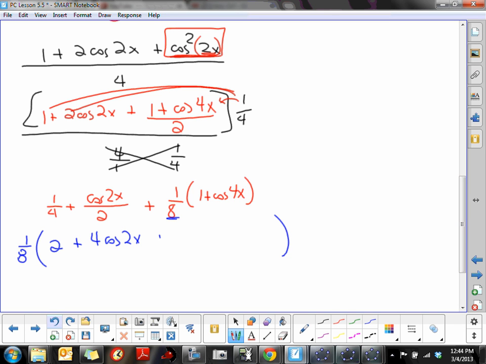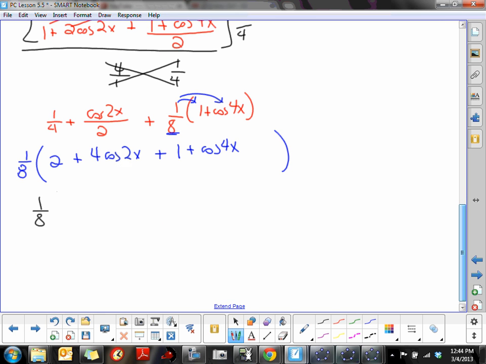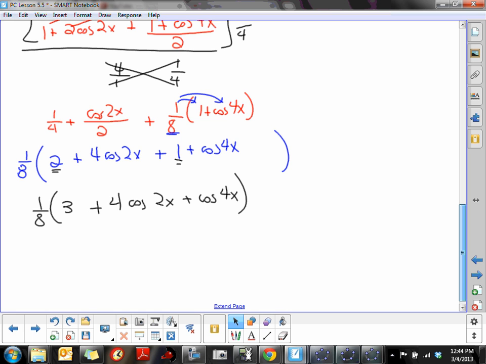So those stay just like we want them. Then we factored out the 1/8, so it's going to be plus 1 times 1 plus cosine of 4x. So that's still just going to be 1 plus cosine of 4x, and that's all we're going to have inside those parentheses. Then we can grab our like terms. So it's going to be 1/8 times 2 plus 1 is 3, plus 4 cosine of 2x, plus the cosine of 4x. And that's the finalized version of it. That's reducing it all the way down so we don't have any powers higher than 1 in our expression.